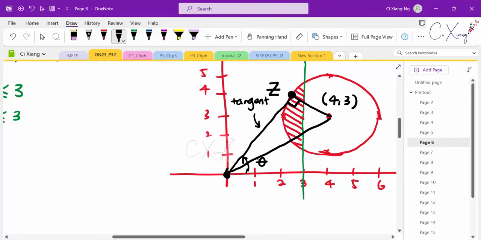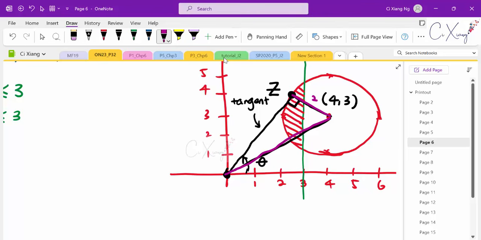For this triangle, there are a few useful pieces of information that I can get. First of all, I know that the length of this side is 2, because it is the radius of the circle, which is 2 units. Then what else do I have? I also know the length of this one. What is the length of this line? This is the hypotenuse of the triangle.